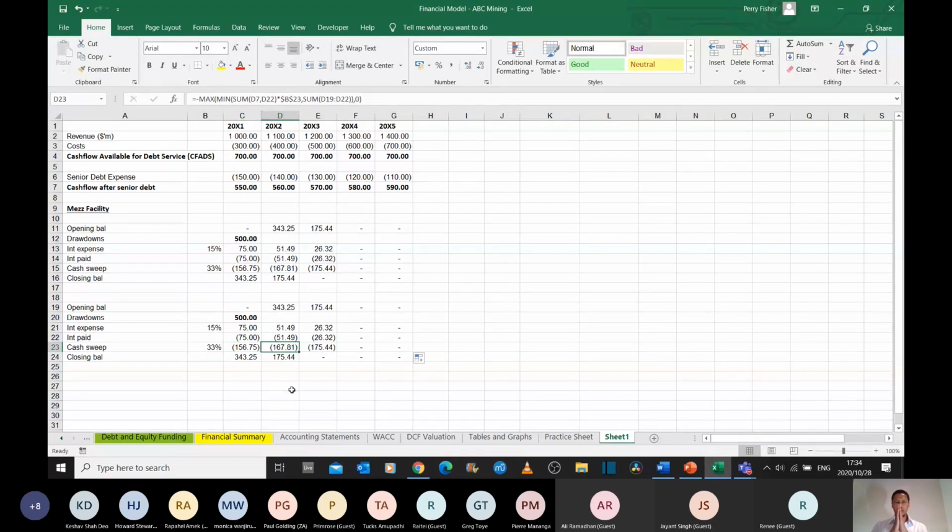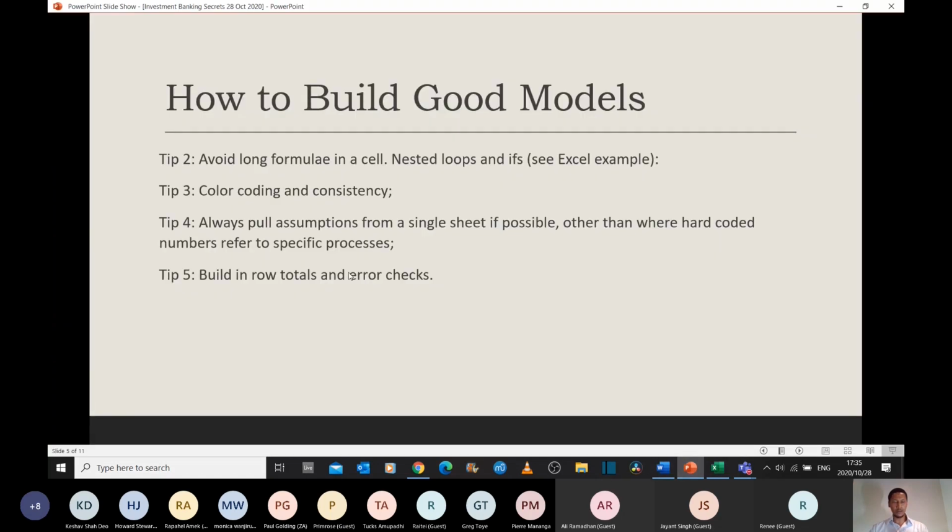So if you are debugging a client's model, you hope and pray that the client has been efficient with their formulae, so that if you have only a week to understand the model, you're looking at formulae like this, as opposed to formulae that sometimes go for 3 lines with nested if statements. Okay, so to close off that one, avoid long formulae in a cell, avoid nested loops and if statements. Color coding and consistency.